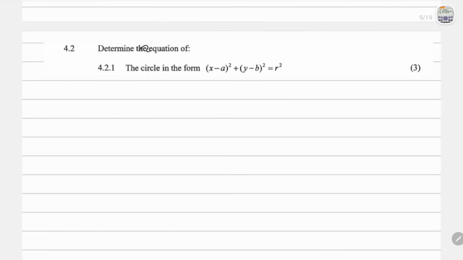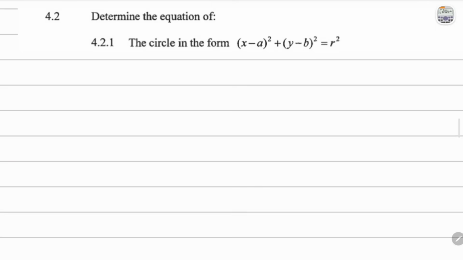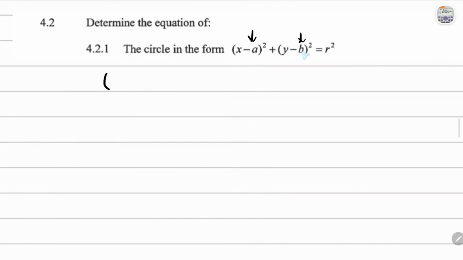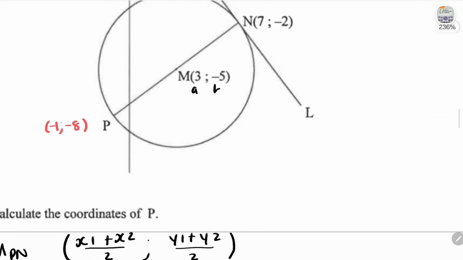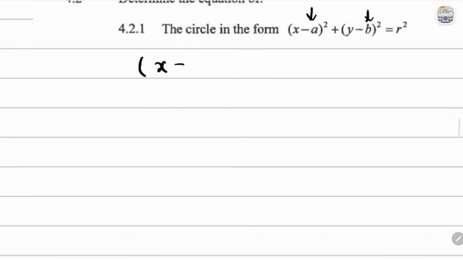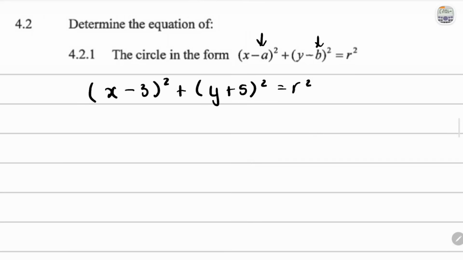Question 4.2.1 says, determine the equation of the circle in the form of, so we need to leave it in that form. Okay, so to find the equation of a circle, we can first substitute the center of the circle, which is the a and b coordinates. So that's going to be x minus, that center was (3, -5), so that's just a and b. Okay, so (x - 3) all squared, and then plus (y - (-5)), which is plus 5, all squared, equals r squared. So this equation is almost complete. The only thing missing right now is the r squared.